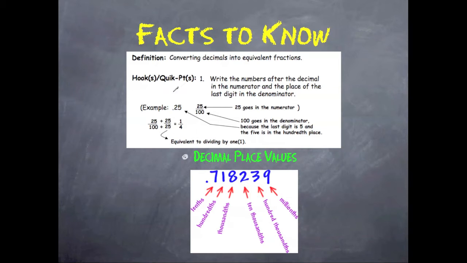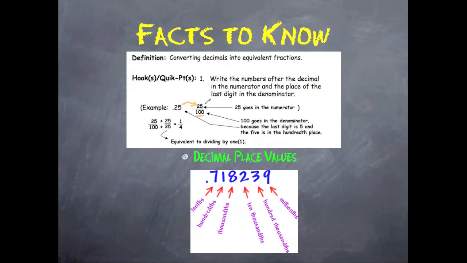So the hook or the quick point to know is, number one, you write the numbers after the decimal point in the numerator and the place of the last digit in the denominator. So for example, we have 0.25 as a decimal. The 25 is written in the numerator, so you see this 25 is written up here in the numerator. And the 5 is in the hundredths place, so we put 100 in the denominator.